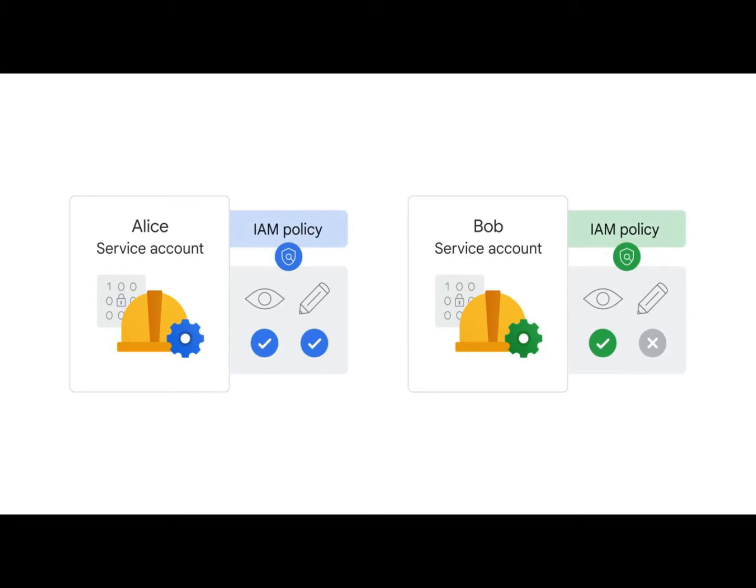Fortunately, in addition to being an identity, a service account is also a resource, so it can have IAM policies of its own attached to it. This means that Alice can have the editor role on a service account, and Bob can have the viewer role. This is just like granting roles for any other Google Cloud resource.